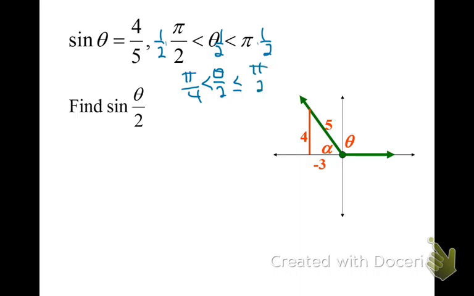Okay, so what quadrant is theta divided by 2 in? Quadrant 1. Okay, so when we halved it, now we're in quadrant 1. Make sure you do that very, very important step.